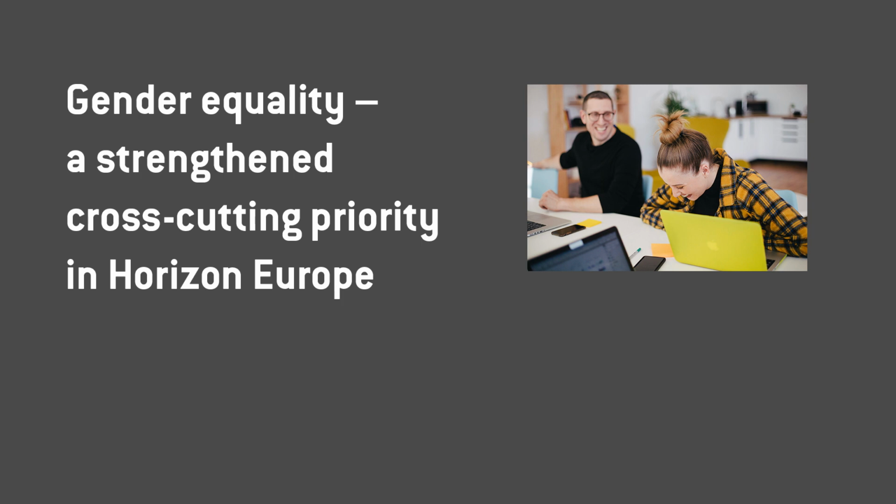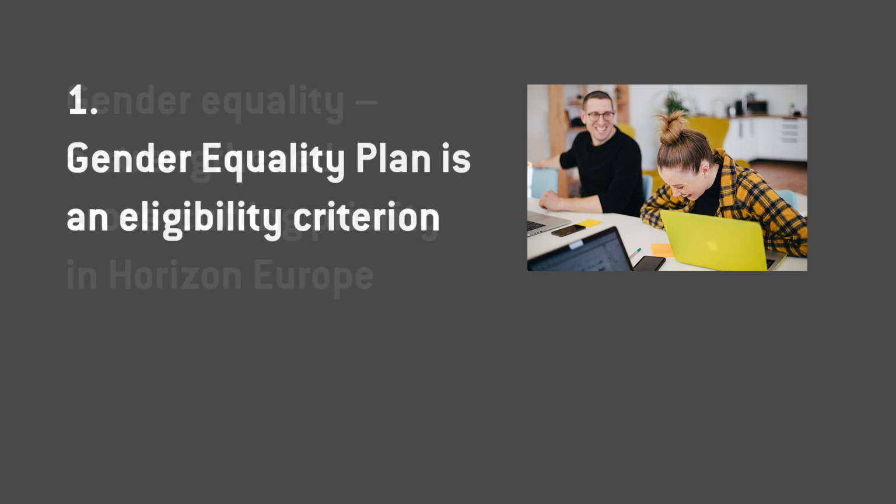Gender equality is a cross-cutting priority under Horizon Europe, meaning that it is an essential aspect that must be addressed in all projects. Gender equality is therefore assessed as part of all Horizon Europe project proposals. There are 3 levels of the gender dimension you will need to consider.